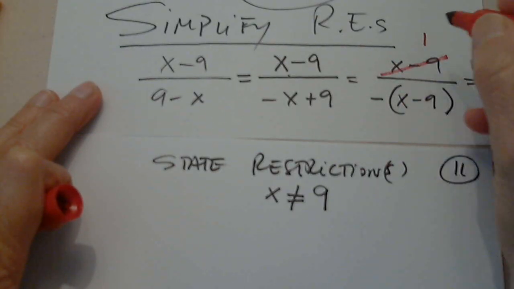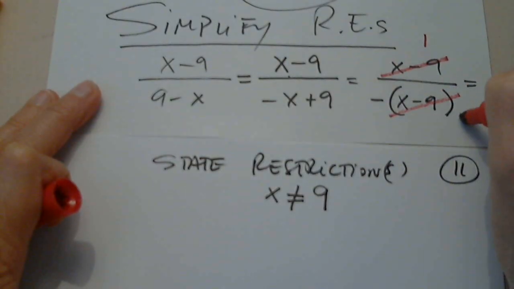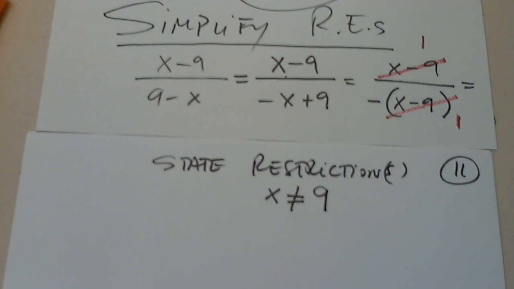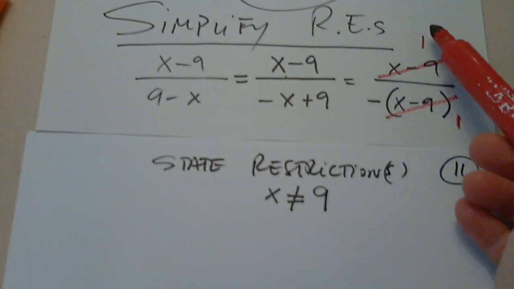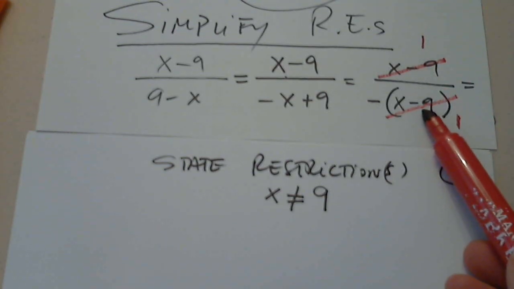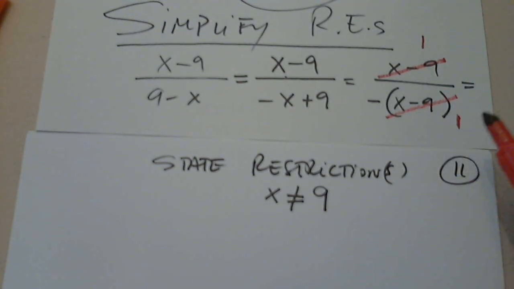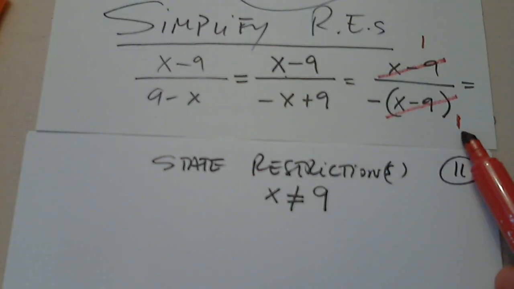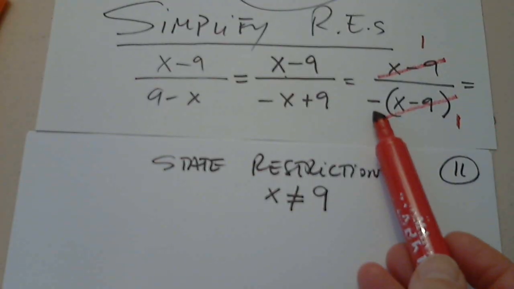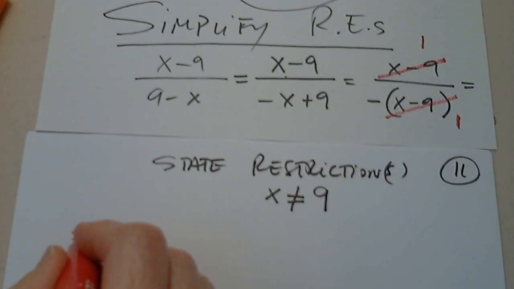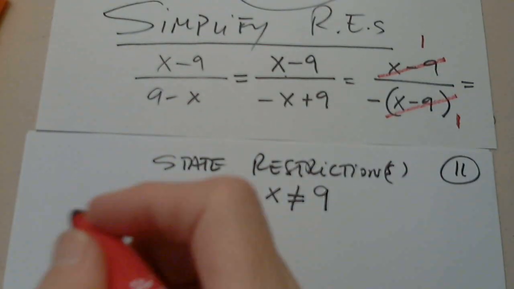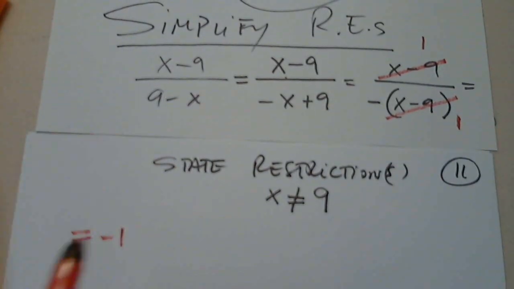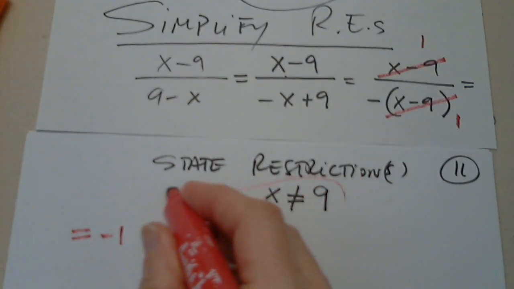Only after I stated the restriction, now I can simplify the whole factor. Please write 1, because if you don't write 1, you may think it's 0. I'm dividing x minus 9 by itself and I get 1. So I have a 1 at the top, I have a 1 at the bottom, and a minus in front. So what will be the final simplified form of this expression? Negative 1. However, the correct answer is this.